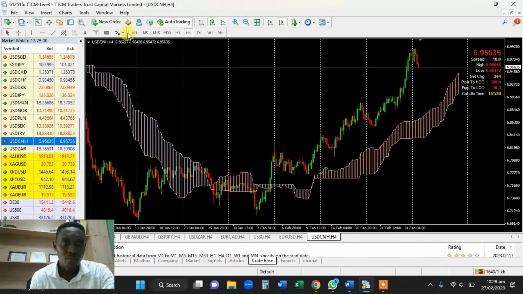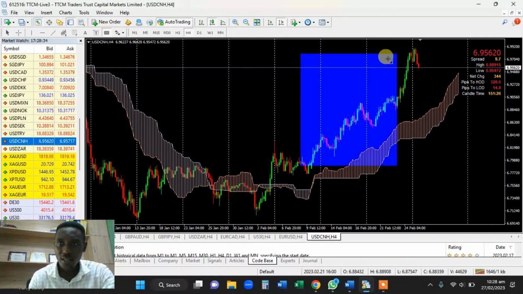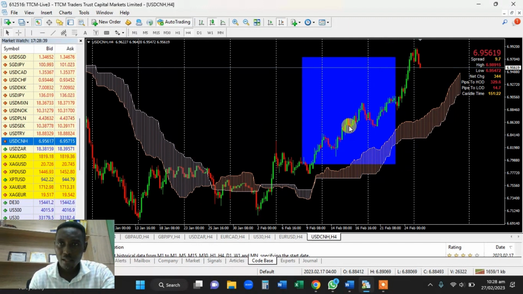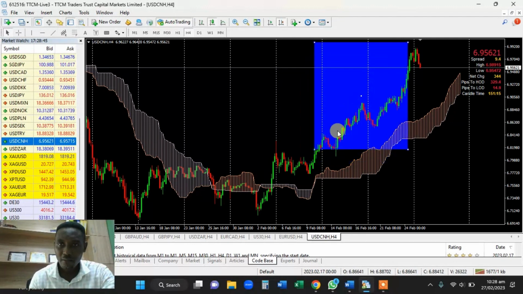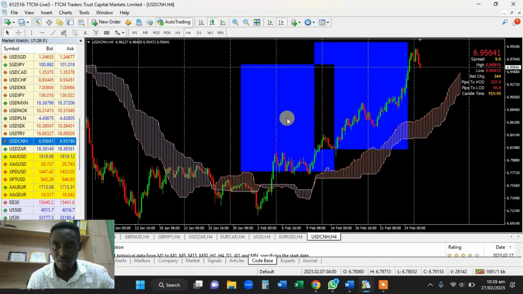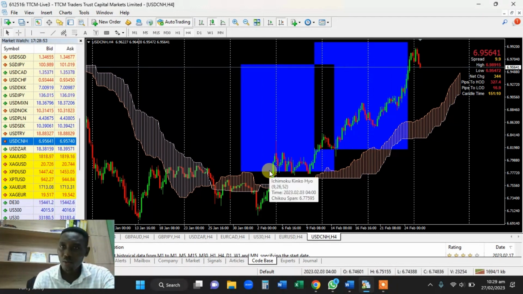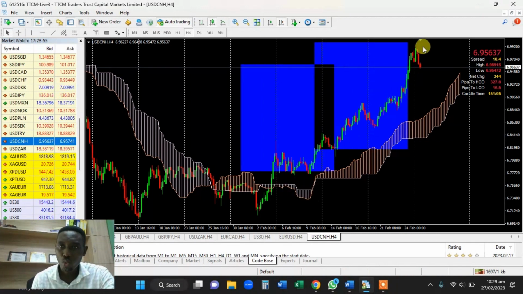so this is the US dollar Chinese yuan. This is what is happening. This whole area has been buying. Okay, it's been buying from this area all the way from here. We've been buying. Control copy. Yeah. So we've been buying all the way from here to the very top.